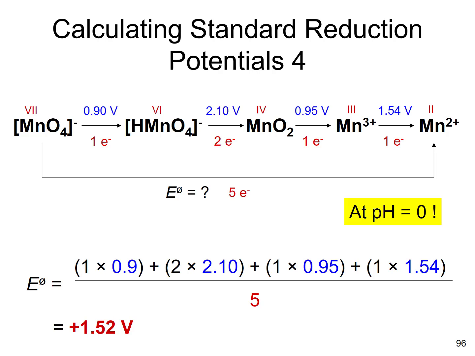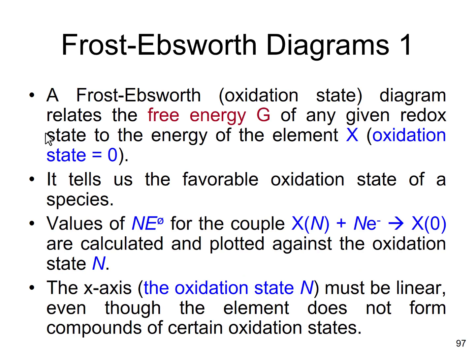So to summarize, the Latimer diagram allows you to see the relationship of species in different oxidation states to each other involving the number of electrons and the redox potential. And the Latimer diagram also allows you to calculate specific processes involving these particular redox species. In addition to the Latimer diagram, we will be now looking at the Frost-Ebsworth diagram.